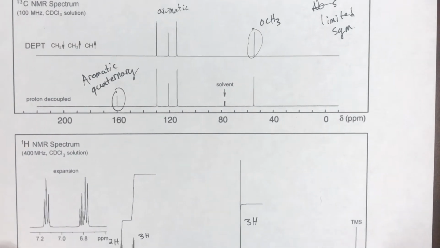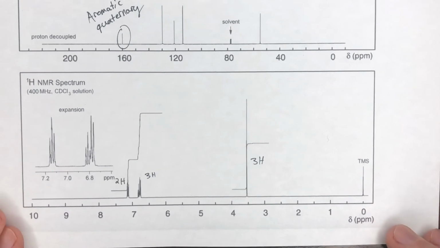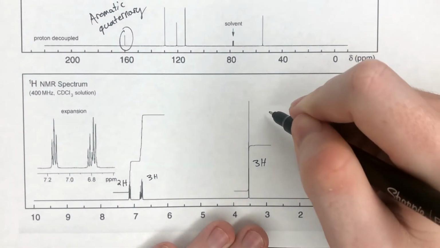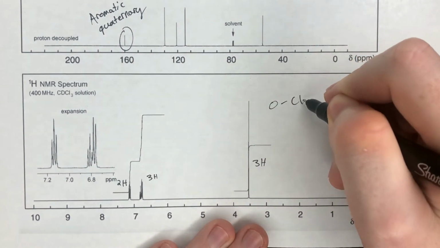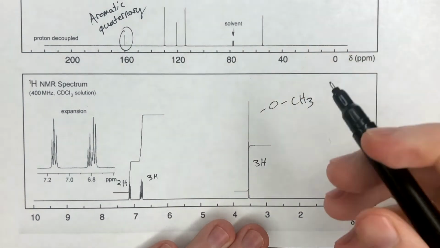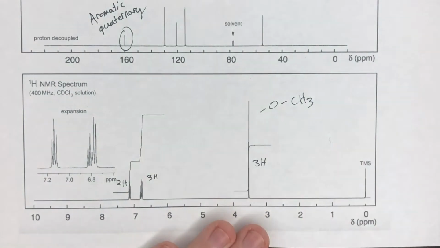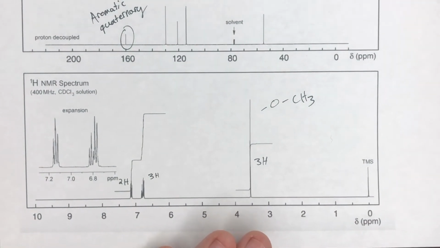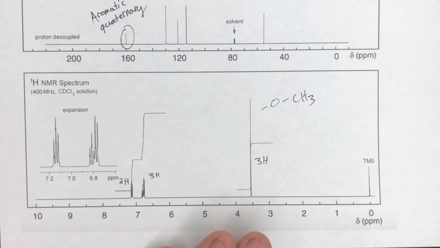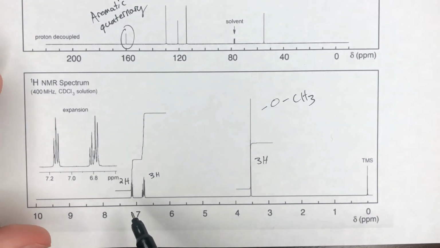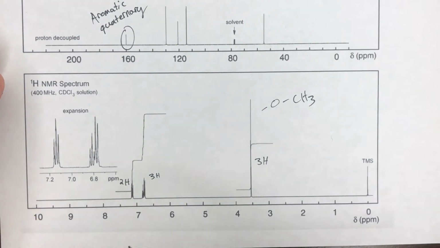Okay, so let's move to proton NMR to see if we can piece this together. So we have a singlet around 3.5, so this confirms that we have an OCH3 group, as this CH3 would be a singlet because it's adjacent only to the oxygen, and it is around 3.5, which is the typical region that an oxygen bound to a carbon would appear. And of course we see our aromatic protons, and the expansion here is most useful.